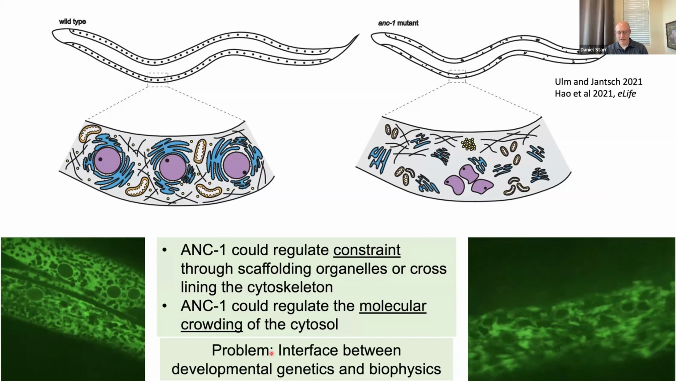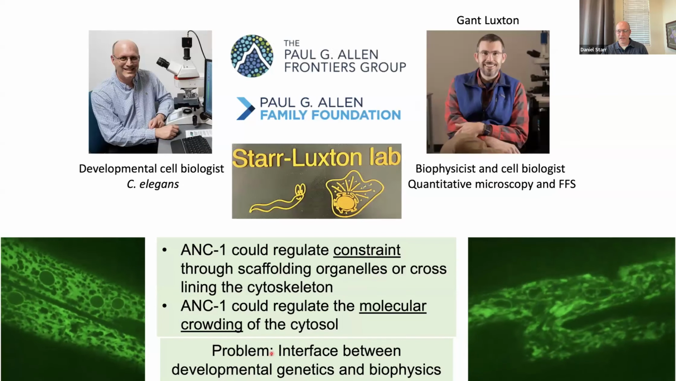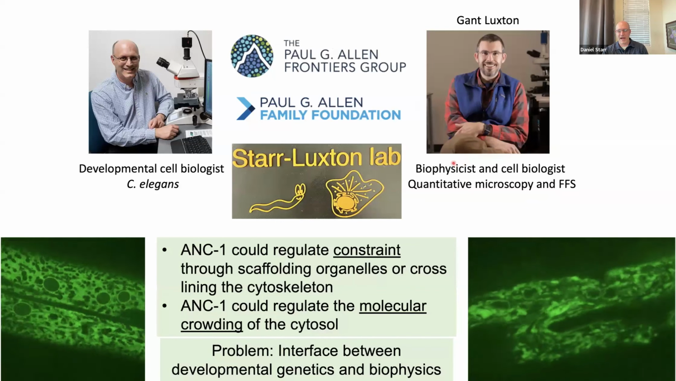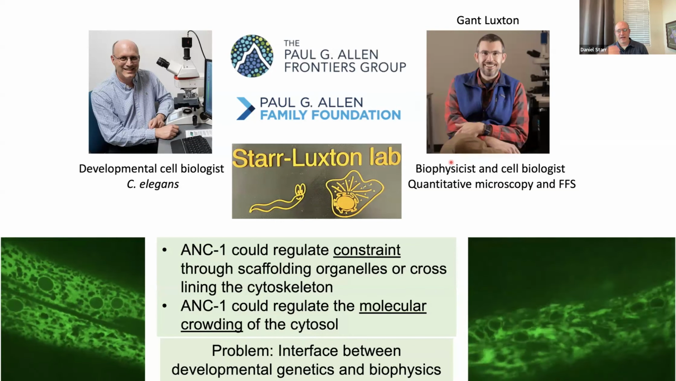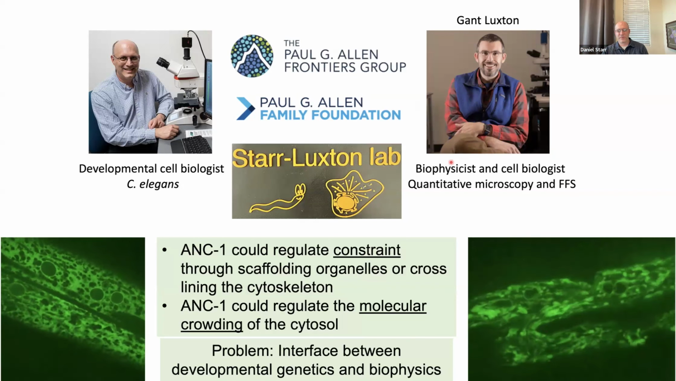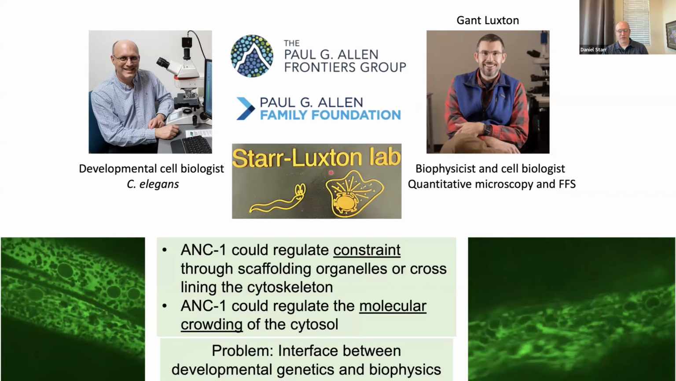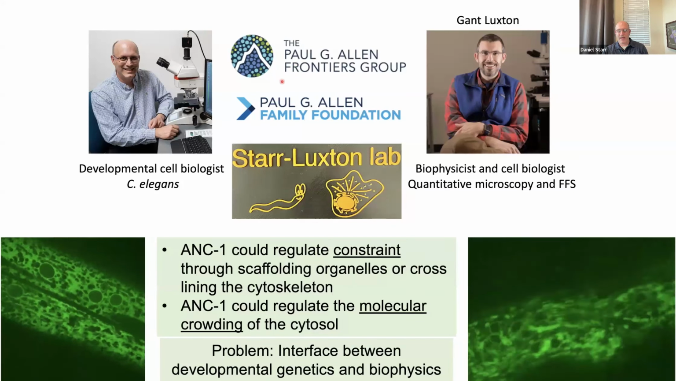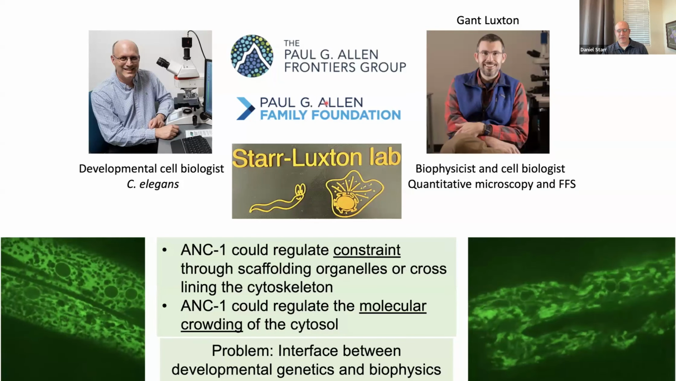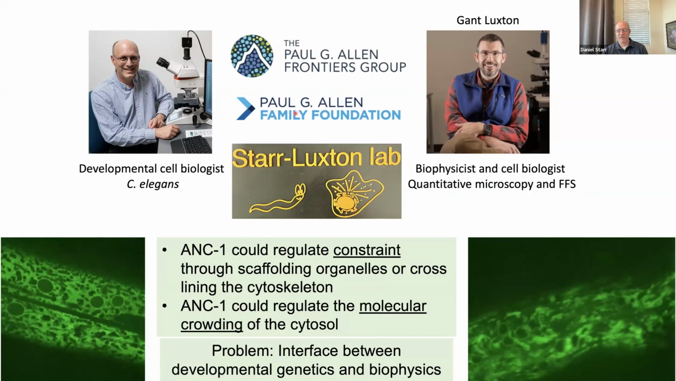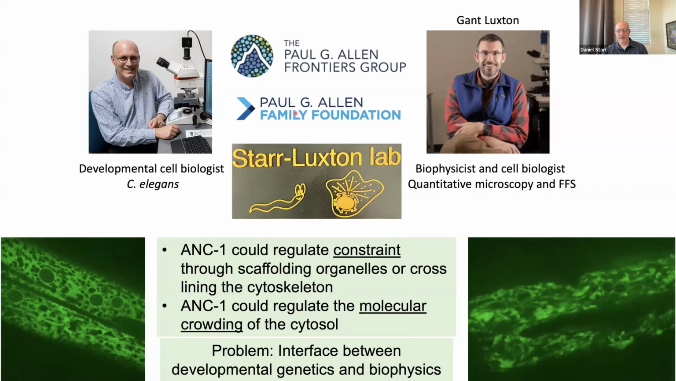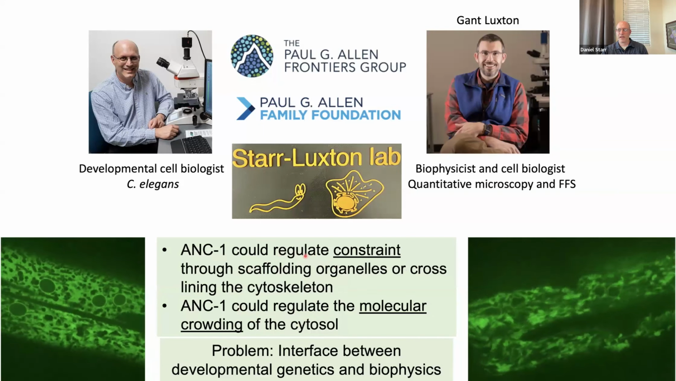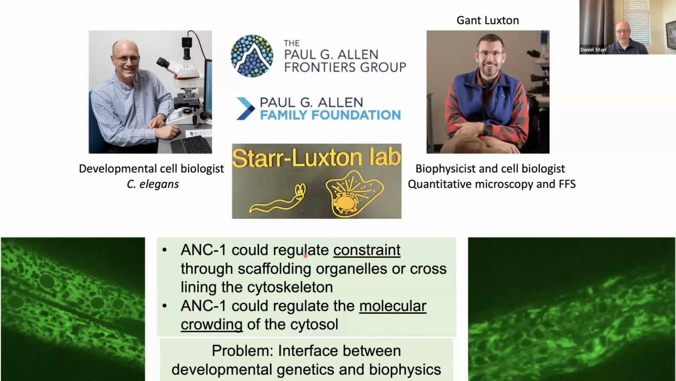And in order to do that, I needed a collaborator. So I was very lucky to recruit Gant Luxton to join me at Davis as a co-PI. And so all the work I'm going to show you today is an equal collaboration between Gant and I, running a joint lab that we now call the Starr Luxton Lab. And then we were lucky enough to get very generous funding from the Paul G. Allen Frontiers Group and the Paul G. Allen Family Foundation to allow us to do the project that I'm going to tell you about today, to test these hypotheses of what ANK1 might be doing to the biophysical properties of the cell.